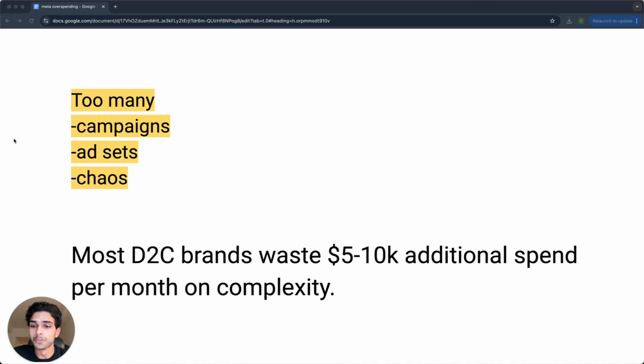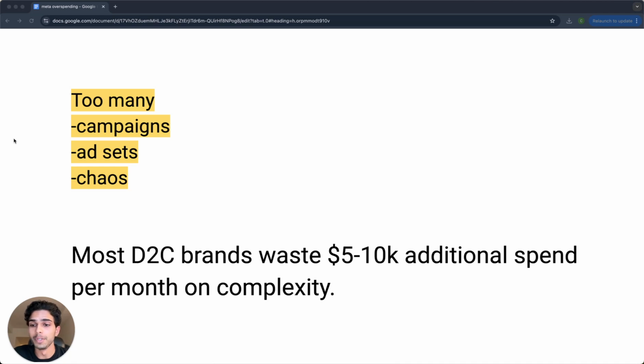So when it comes down to it, most D2C brands are burning an additional $5,000, $10,000 a month just by increasing the complexity of their account. And there's no correlation between a more complex account, the amount of scripts you're running, the amount of processes you have in place, and your ROAS. It's just not the same.